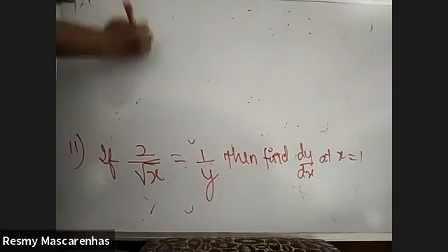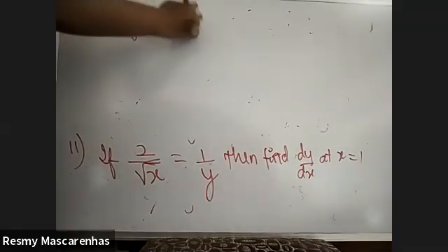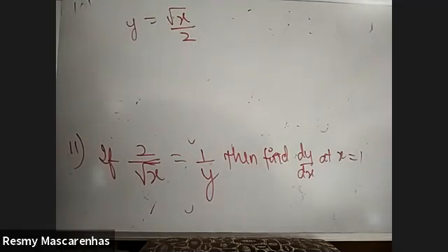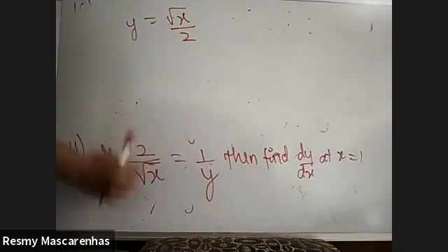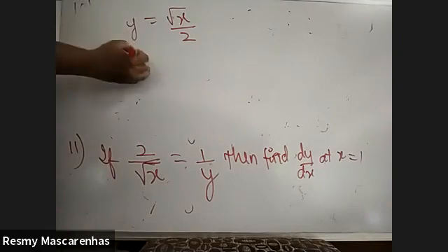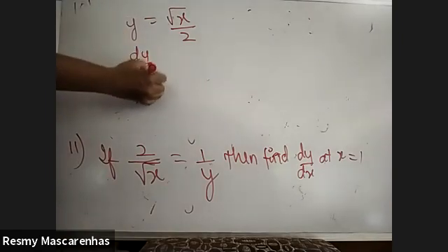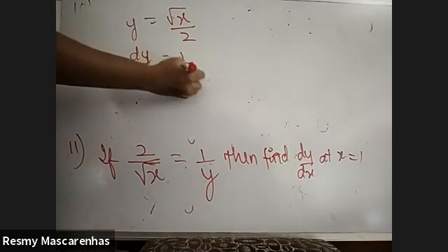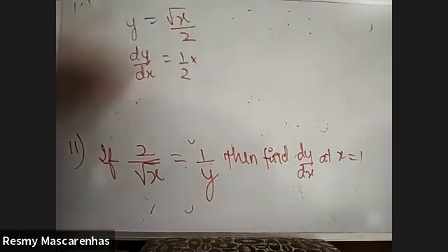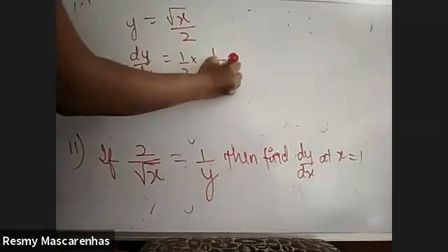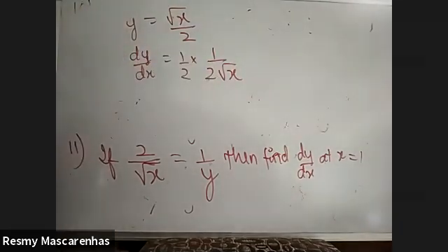So y will be nothing but root x upon 2. Y I brought aside, x will go here, 2 will come to the denominator. And now dy by dx. Anyway, this is at the side. And what is the derivative of root x? Nothing but 1 upon 2 root x.